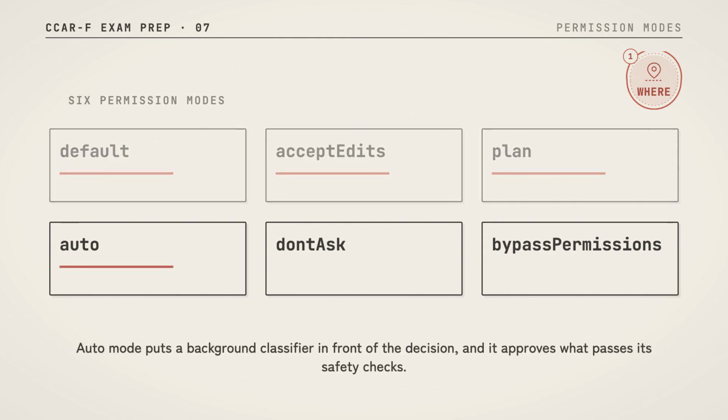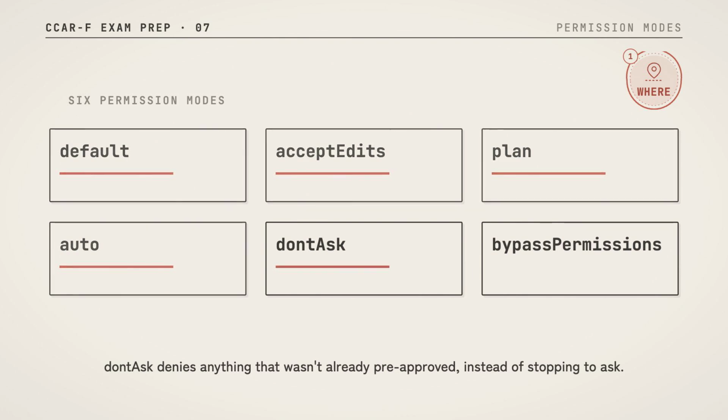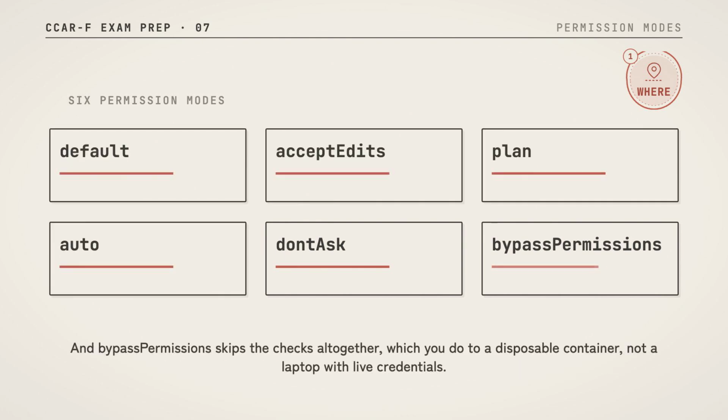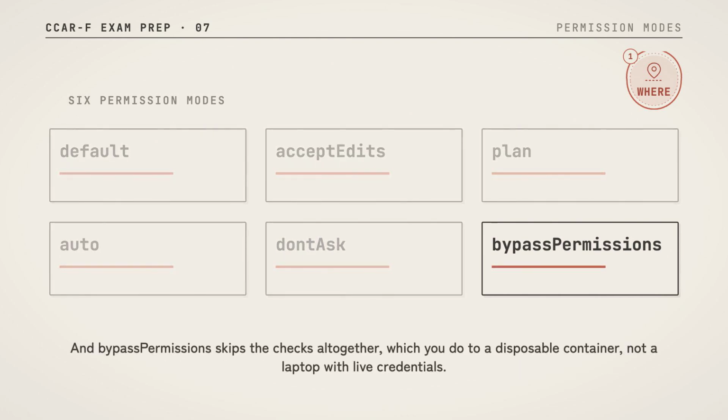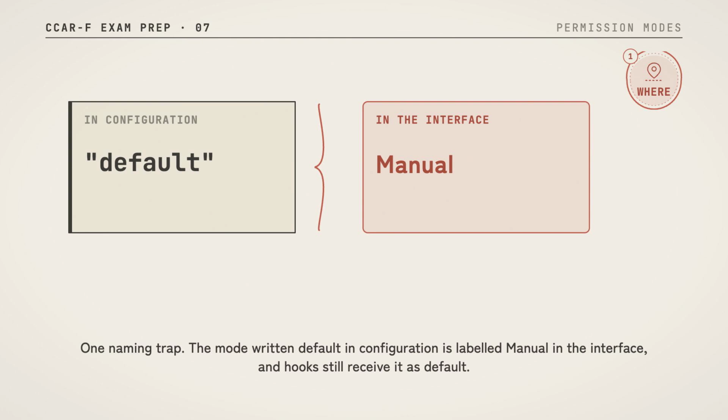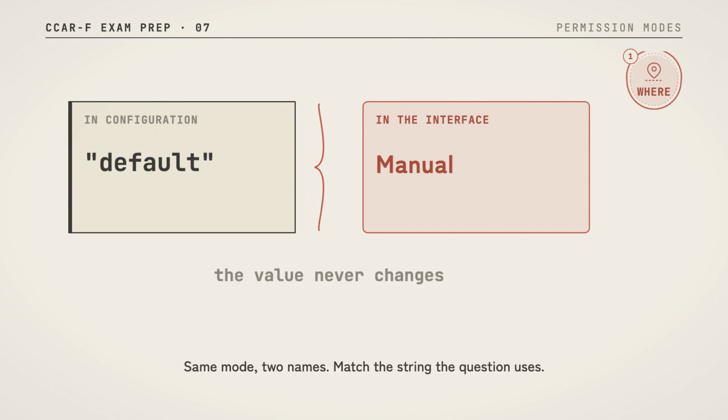Auto mode puts a background classifier in front of the decision, and it approves what passes its safety checks. Don't ask denies anything that wasn't already pre-approved instead of stopping to ask. And bypass permissions skips the checks altogether, which you do to a disposable container, not a laptop with live credentials. One naming trap. The mode written default in configuration is labeled manual in the interface, and hooks still receive it as default. Same mode, 2 names. Match the string the question uses.